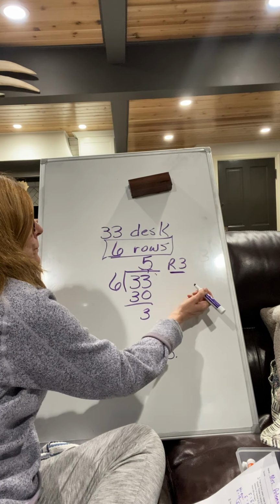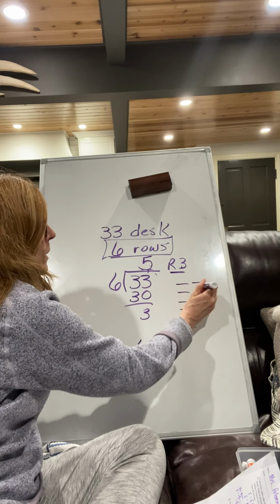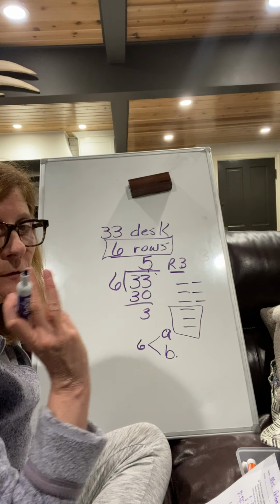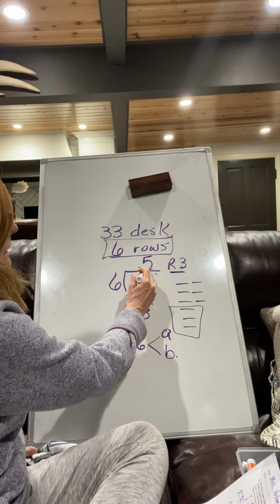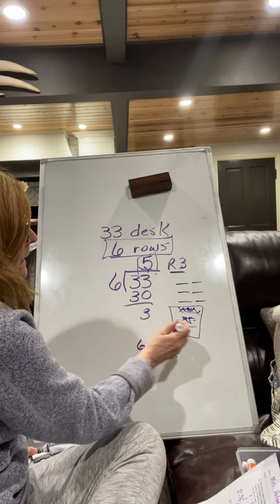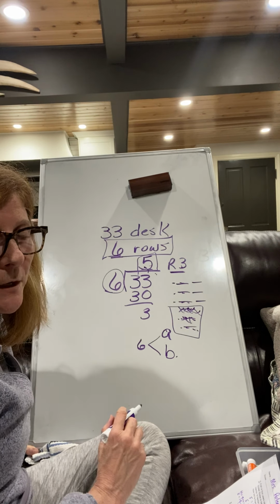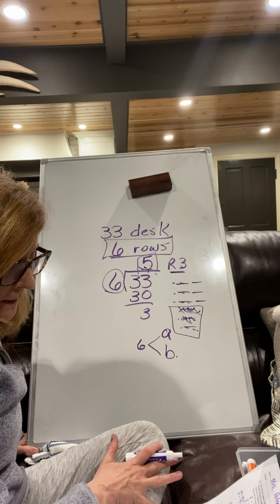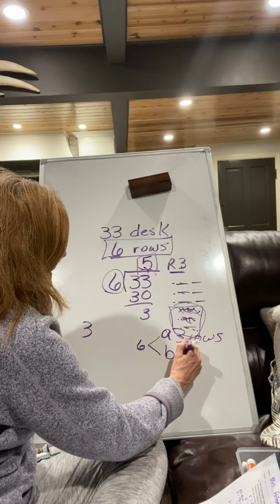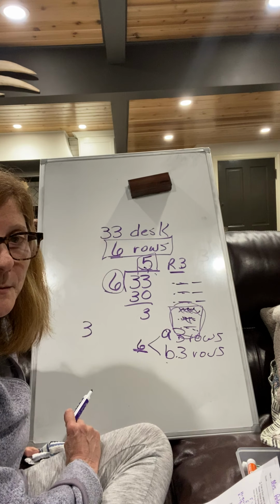Let's see, how many rows will have exactly 5? Well, we have a remainder of 3. If there's 6 rows, 1, 2, 3, 4, 5, 6, I'm going to have a remainder of 3. 1, 2, 3. That means there will only be 3 rows that have exactly 5. This number is telling me how many desks are in each row. I already know the total number of rows. They want to know how many are going to have 5 desks, how many are going to have 6 desks in B. So 3 rows with 5 desks, and we'll have 3 rows with 6 desks. And 3 and 3 equals 6, so that tells me my answer is correct.